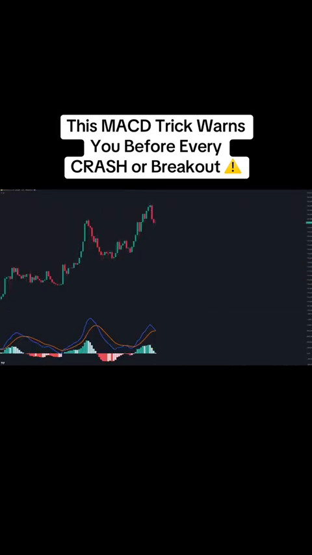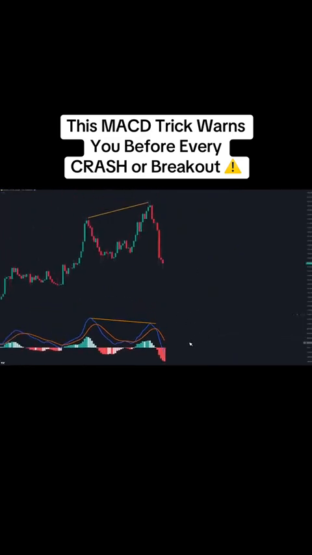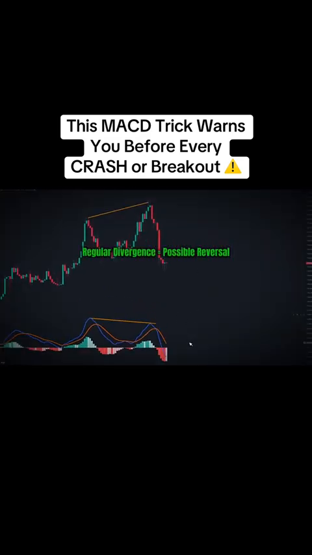Here's one more advanced tip. Watch the histogram shape. When divergence appears and the histogram starts shrinking towards zero, it means momentum is fading. If that happens near a strong level, the move is usually close to reversing. So remember, regular divergence equals possible reversal. Hidden divergence equals likely continuation. Confirm with structure, respect the trend, and never trade divergence in isolation.